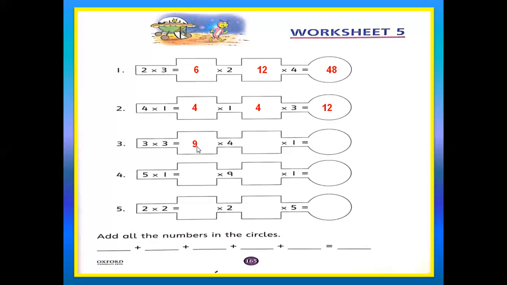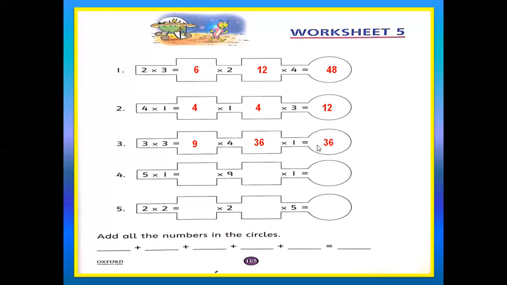So you can read table of 9 or you can read table of 4. I read table of 4. 4 ones are 4, 4 twos are 8, 4 threes are 12, 4 fours are 16, 4 fives are 20, 4 sixes are 24, 4 sevens are 28, 4 eights are 32, and 4 nines are 36. So 9 fours are 36 or 4 nines are 36. And now multiply 36 with 1. So 36 multiply 1, 36.